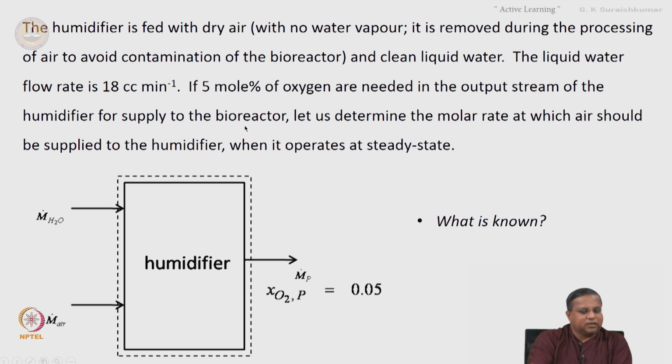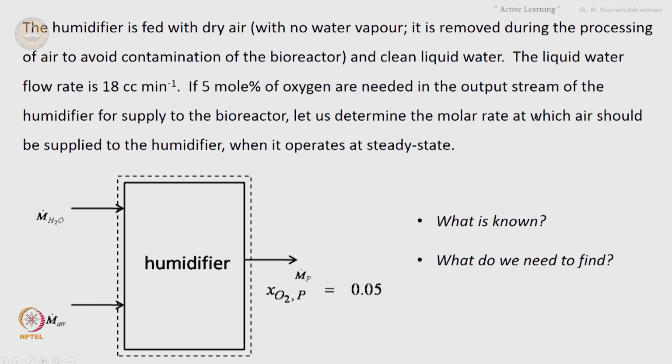All this is known, and there are many other things that are known which we would use, which will become clear as we go through. What do we need to find? The molar flow rate at which air should be supplied to the humidifier. This particular value, m dot of air in the stream, has to be found. This is the molar flow rate of air, m air dot.